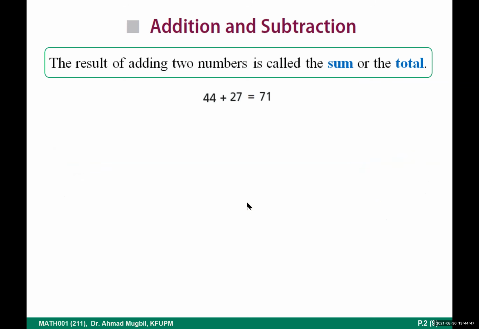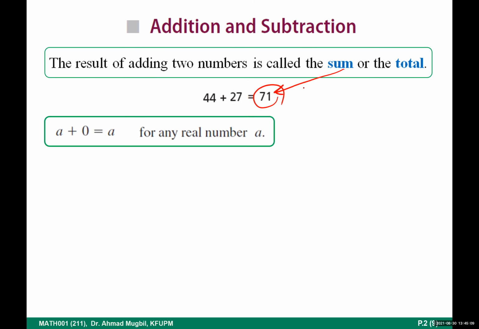Great. Now let's continue. We still have like 5 minutes. In these, shabab, there is nothing new. Addition and subtraction, ya shabab. 44 plus 27 is equal to 71. This is called the sum or the total, and this operation is called addition. When we do a plus 0, it equals a for any real number a. So when we add 0 to any real number, we get the same number. This is why we call the 0 the identity of addition.